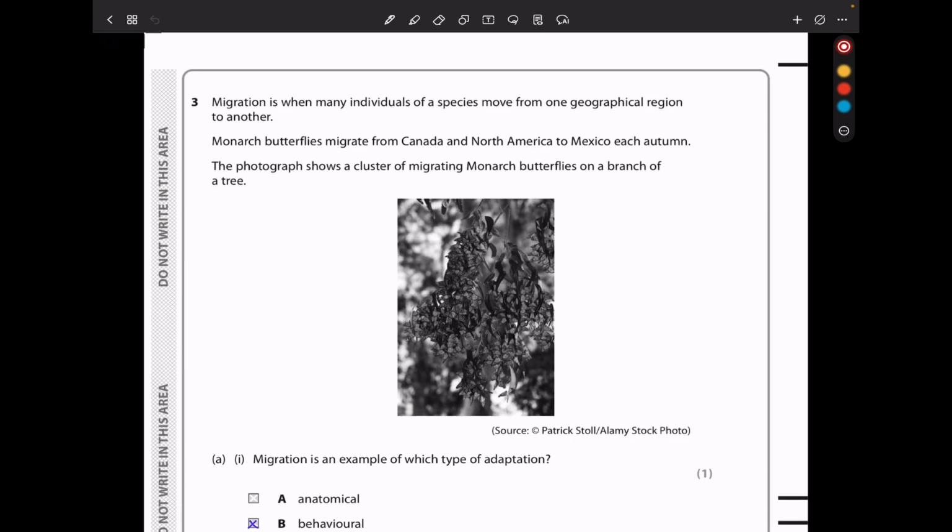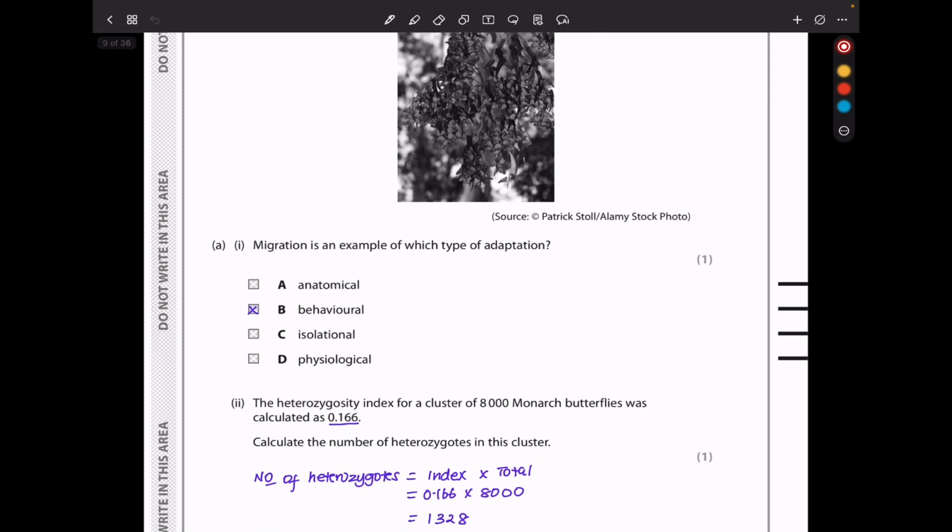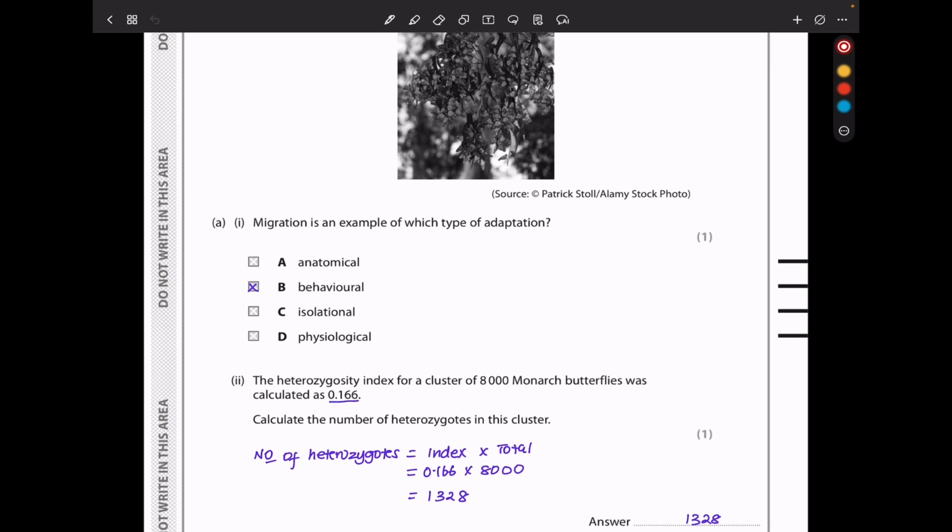In question 3, migration is when many individuals of a species move from one geographical region to another. Monarch butterflies migrate from Canada and North America to Mexico each autumn. The photograph shows a cluster of migrating monarch butterflies on a branch of a tree, which is this one here. They say migration is an example of which type of adaptation? This is going to be behavior adaptation, so the answer should be B. It's not anatomical, not physiological, and of course there is no isolation adaptation.